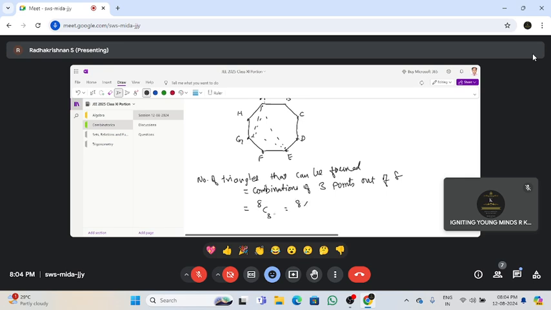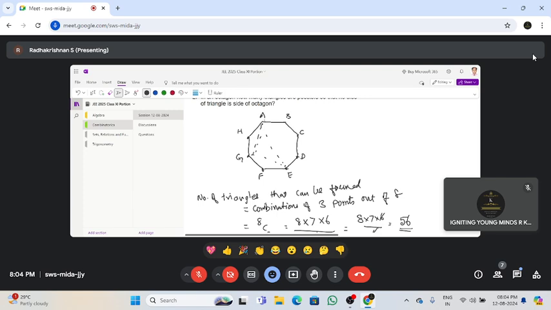8C3. So what is the formula for 8C3? 8 into 7 into 6, 3 numbers, over 1 into 2 into 3, 3 factorial at the bottom. 6 gets cancelled out. 56. So that is the total number of triangles that can be formed, including those for which a side is an octagon side. So we are not excluding anything. So if you do the total count, it is 56.